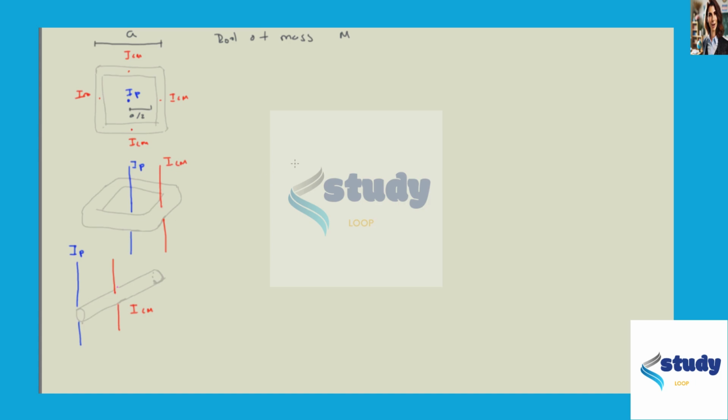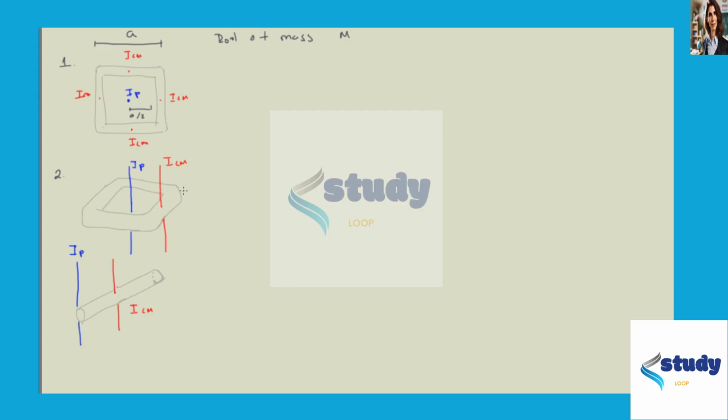Okay, so this is the above view, and this is more like a second view. You see I have four moments of inertia about a center of mass, because I can think of the square as four separate rods. And I have the moment of inertia I_P that is in the center of the square, and it's the one I want to find.